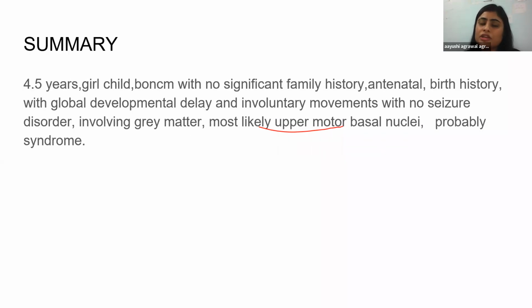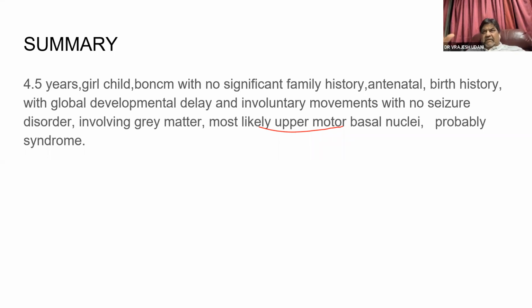So Kavya, my patient, is a 4.5-year-old girl, born of non-consanguineous union with no significant family history of antenatal or birth history, with global developmental delay, more in the motor domain compared to language and social, and maximum in the fine motor domain comparatively to other domains, and involuntary movements of hands with no seizure disorder, most likely involving gray matter. Since it's an involuntary movement, I'll consider it can involve upper motor neurons with basal ganglia, and probably a syndromic association. I think you're biting off more than you can chew.